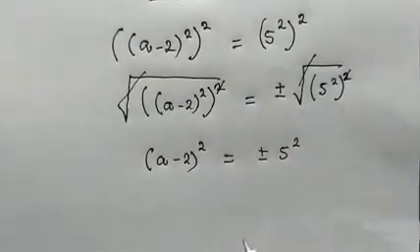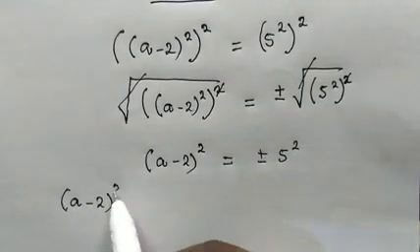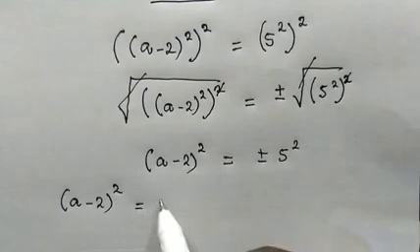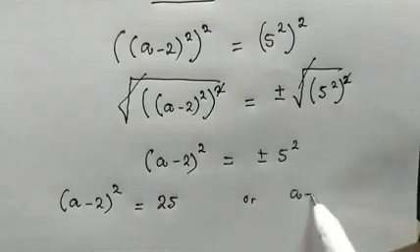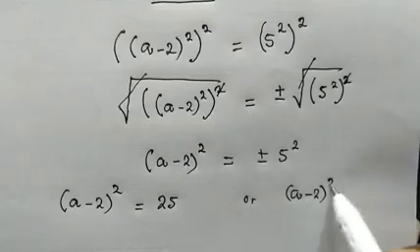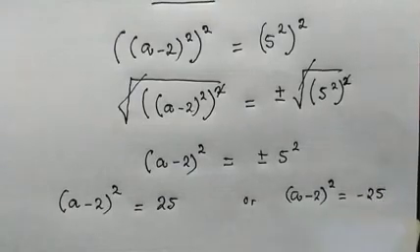So we have 2 equations from here. The first, (a minus 2) squared is equal to positive 5 squared, which is 25. Or we have (a minus 2) squared is equal to negative 5 squared, which is negative 25.